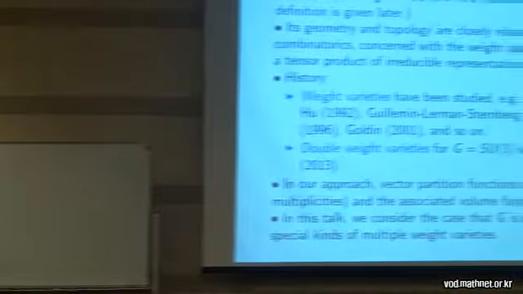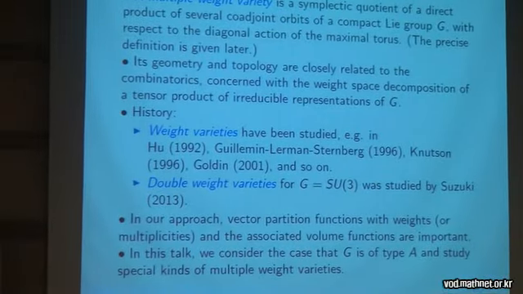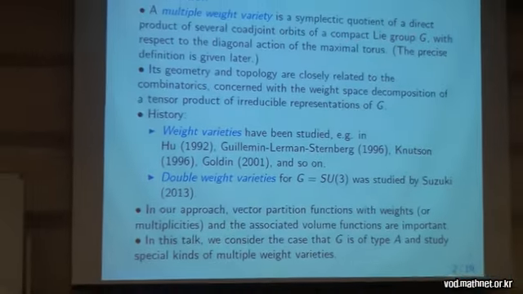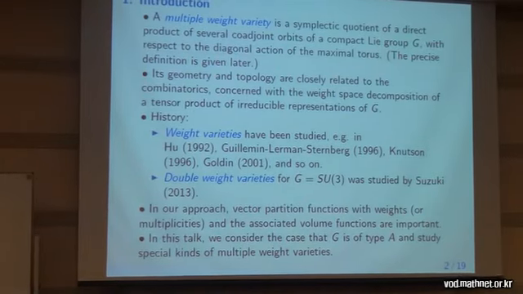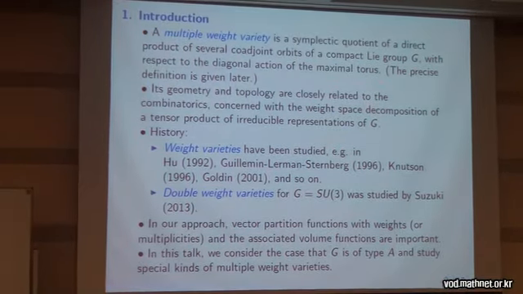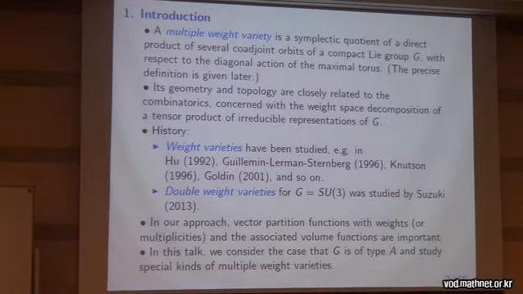So, as in the title, my talk concerns multiple weight varieties. But what is a multiple weight variety? A multiple weight variety is a symplectic quotient of a direct product of several coadjoint orbits of a compact Lie group G with respect to the diagonal action of the maximal torus. Its geometry and topology are closely related to the combinatorics concerned with the weight space decompositions of a tensor product of irreducible representations of G.